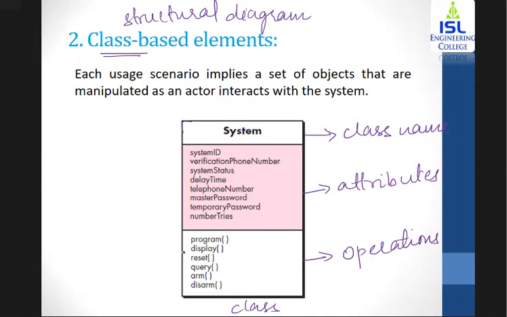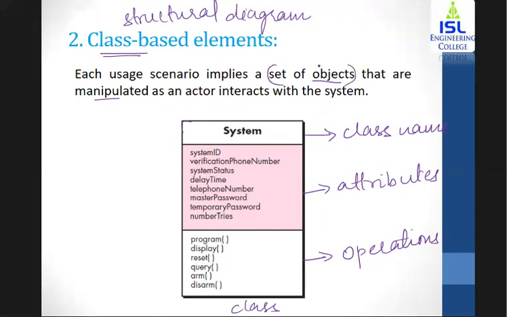That is, it is going to be a perfect rectangle. Now within the next diagram, you're going to see that you're going to have rounded corners. So class is going to have sharp corners, a rectangle. Now within the class-based elements, each usage scenario implies a set of objects that are manipulated as an actor interacts with them. That is a set of objects that are manipulated.